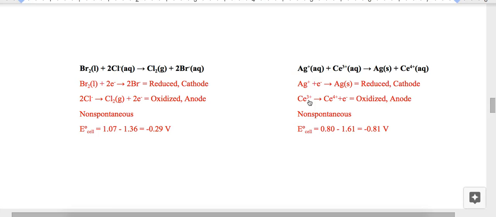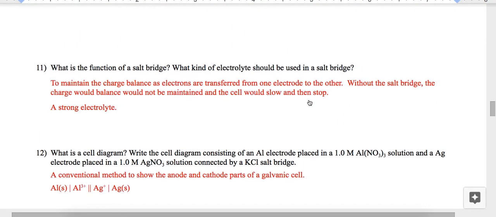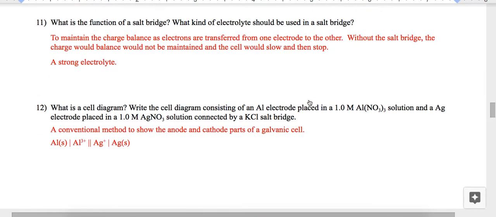Quickly look at those. Give you just a second to pause. I'm going to move on. Some other pieces of information related to galvanic cells, the salt bridge, and then the cell diagram.